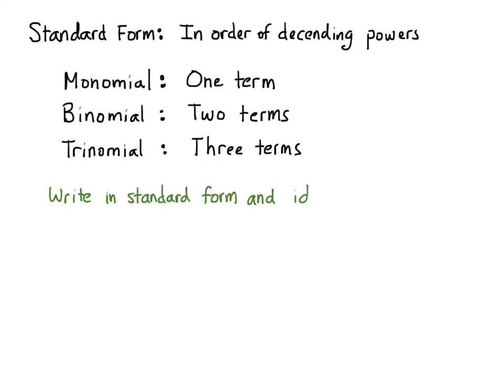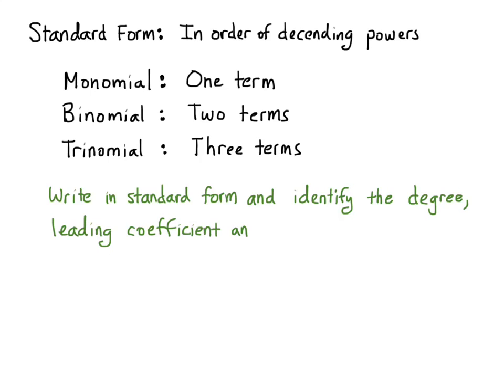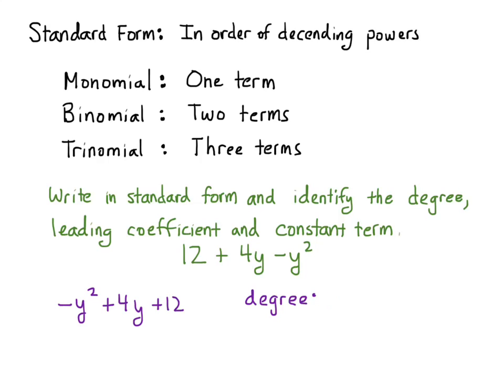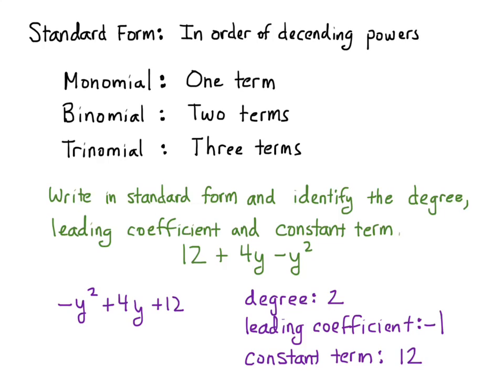Okay, so if we write this thing in standard form, identifying the degree, leading coefficient, and constant, if we have something like 12 plus 4y minus y squared, in standard form, that would be minus y squared plus 4y plus 12. The degree is 2, the leading coefficient is negative 1, and the constant term is 12. Okay, so just an agreement of terms on how we're going to refer to these things.